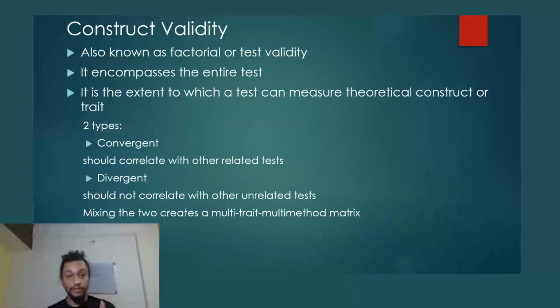Usually they do use the convergent method, because with the divergent method, what you're doing is saying that my test is valid for this concept, and if it cannot get correlated with other stuff, then what I'm essentially saying is that you can't use this test for other research purposes, which is sort of unfair. So that's basically why convergent tests are used. Mixing the two creates a multi-trait, multi-method matrix. Just mark that up. There's no need to know what it is.